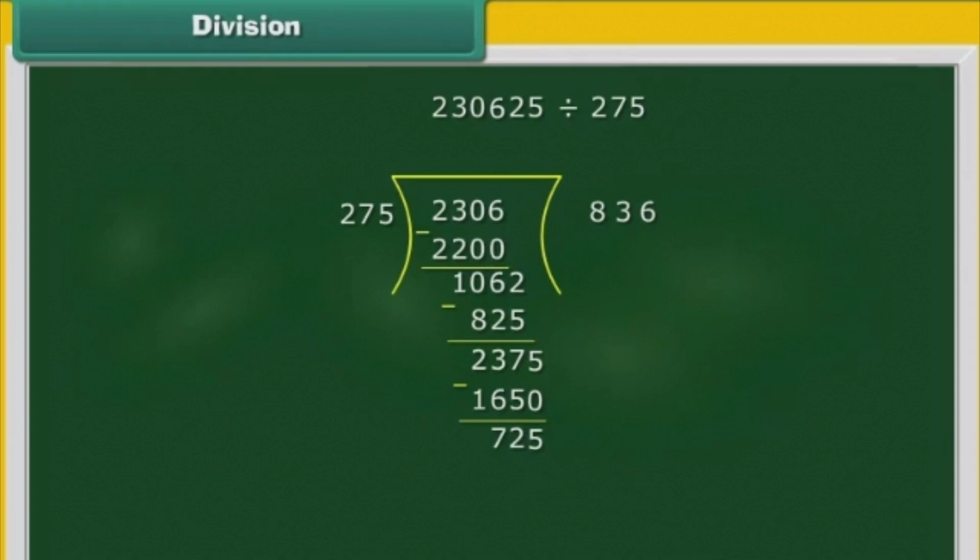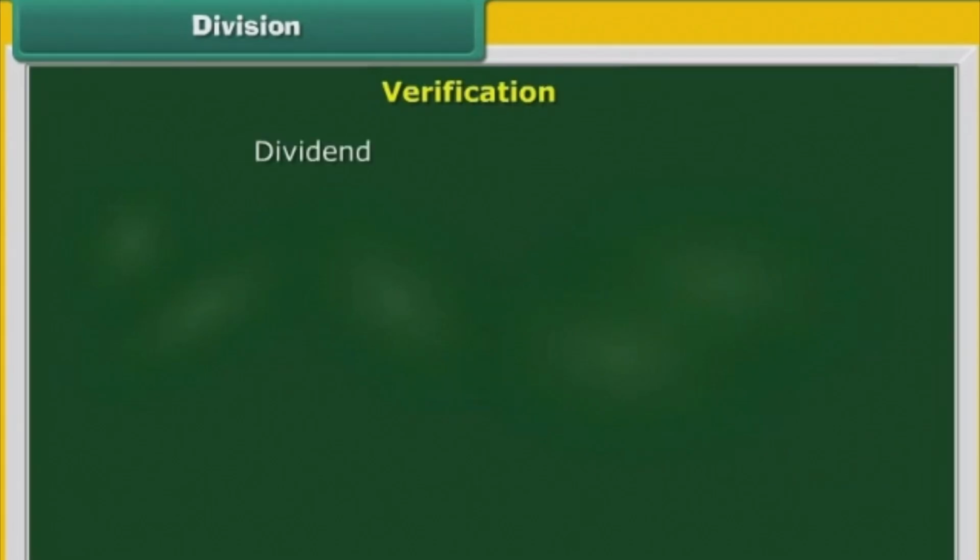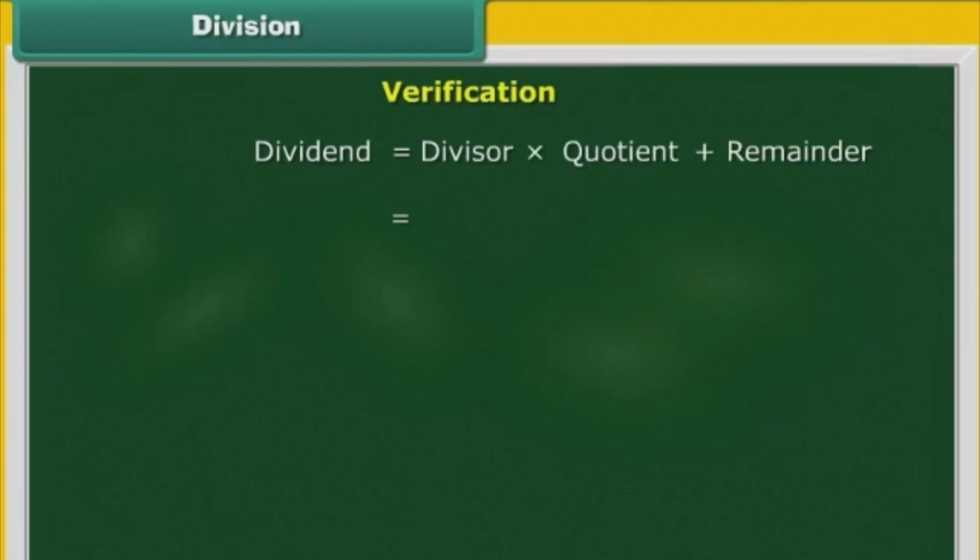As there are no more digits in the dividend, we come to the end of division operation. Thus, the quotient is 836 and the remainder is 725. Let us now verify the division with the help of this formula. Dividend is equal to divisor multiplied by quotient plus remainder. That is equal to 275 multiplied by 836 plus 725.